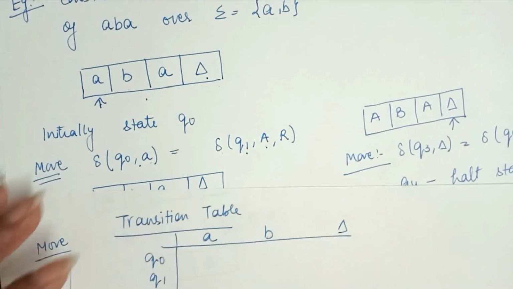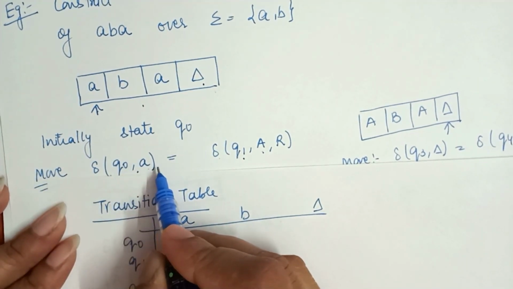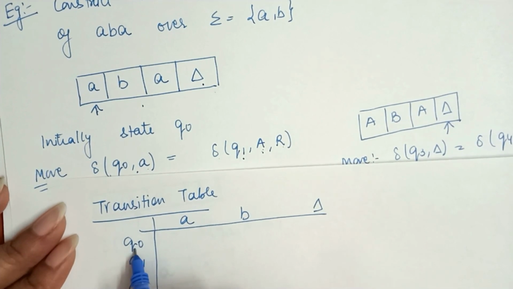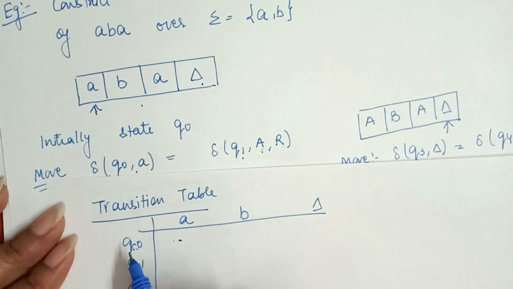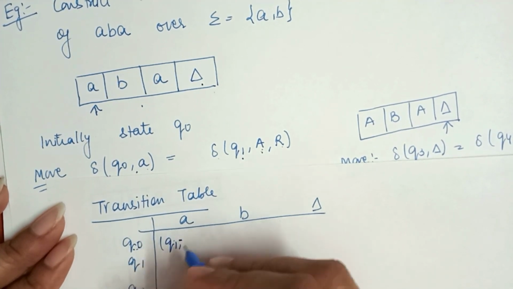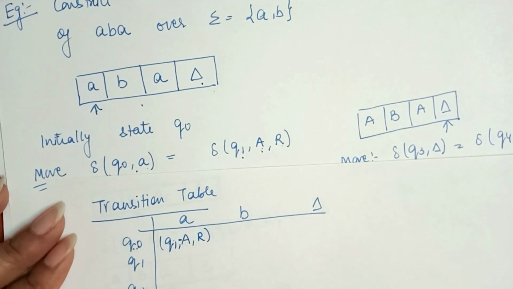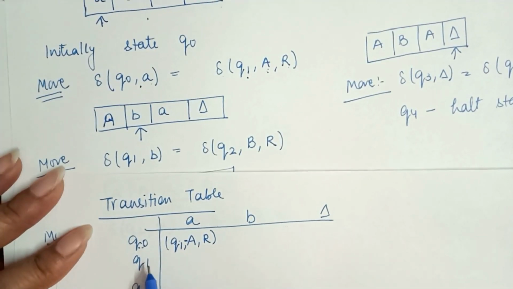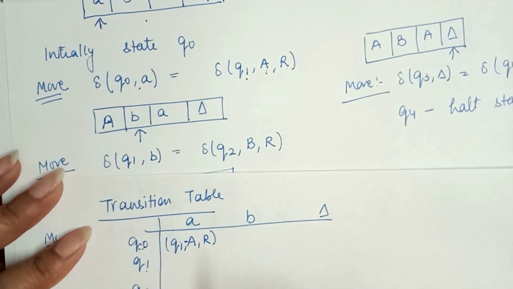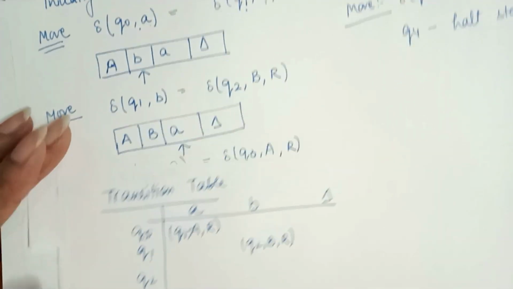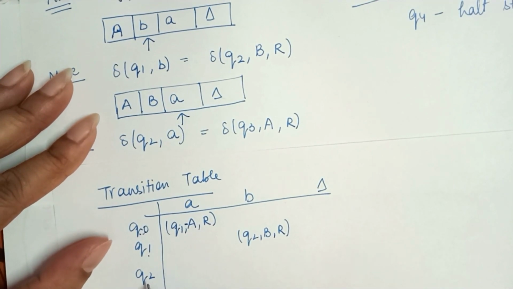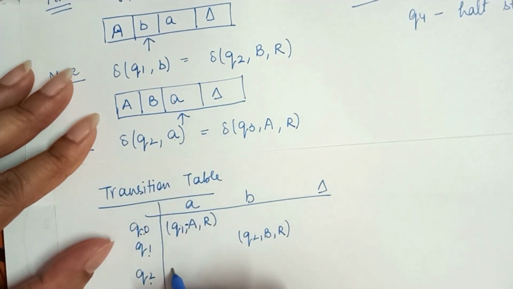Now see, the first move is Q0 and a. It will give Q1, A, R. So if I am on the Q0 state and read the input small a, it will give Q1, comma, A, comma, R. Now the next move is, if I am on the Q1 state and reading input b, it will give the Q2 state, capital B, and R. Now the next move is, we are on the Q2 state and reading small a input. So it will give Q3, A, and R.